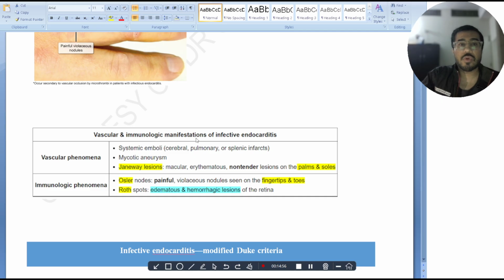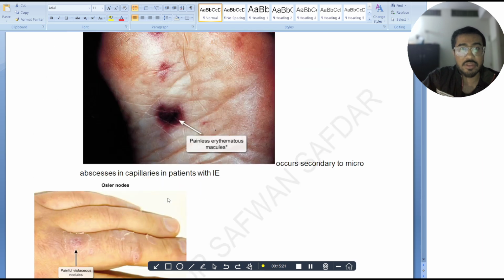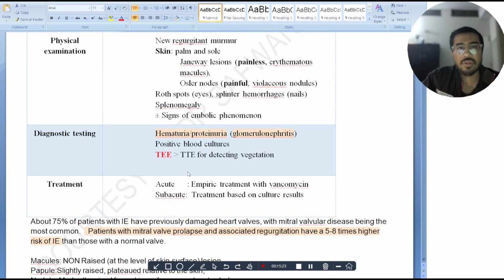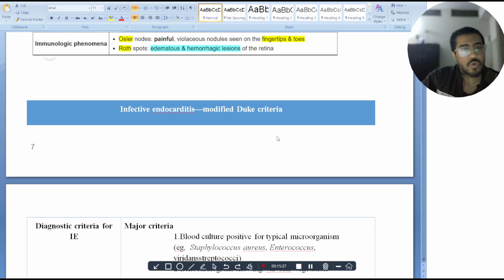Vascular and immunologic manifestations of infective endocarditis. Vascular phenomena, or if the vegetations are launched off, they can cause infarcts in the pulmonary vasculature, infarcts in the cerebral vasculature, splenic infarcts, Janeway lesions, immunogenic. Osler nodes, I told you what they are, Roth spots, it's the same. The above table covered almost everything that you need to know, especially with the discussions regarding the DD, you're more than good to go.